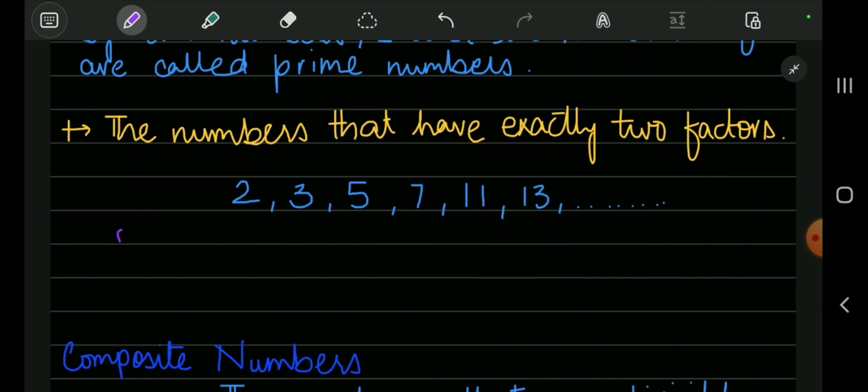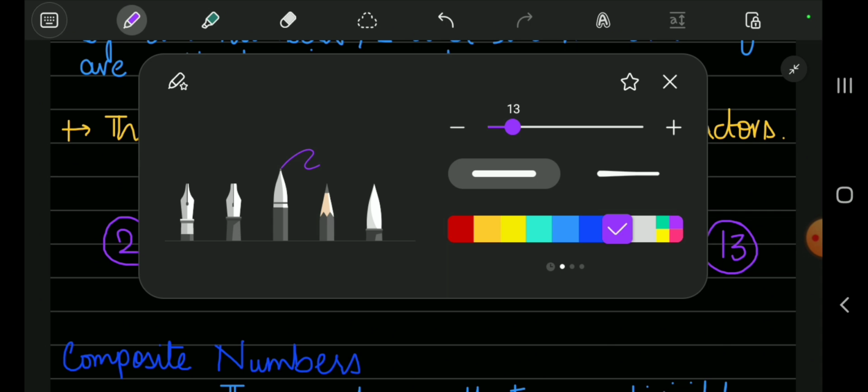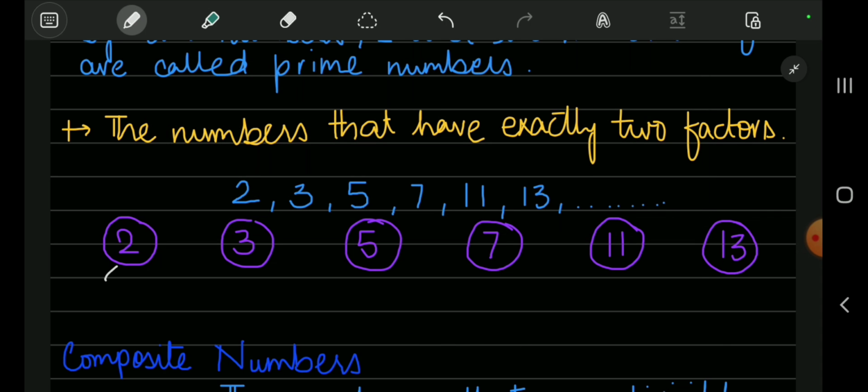Like if we discuss 2, 3, 5, 7, 11 and 13, they will have 1 and the number itself, only 2 factors, so 2 is a prime number.